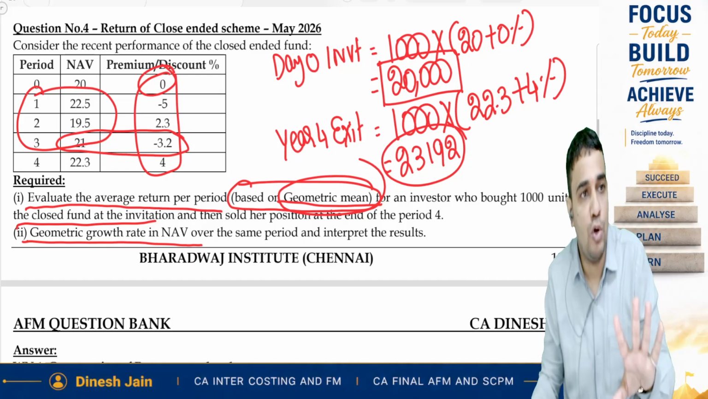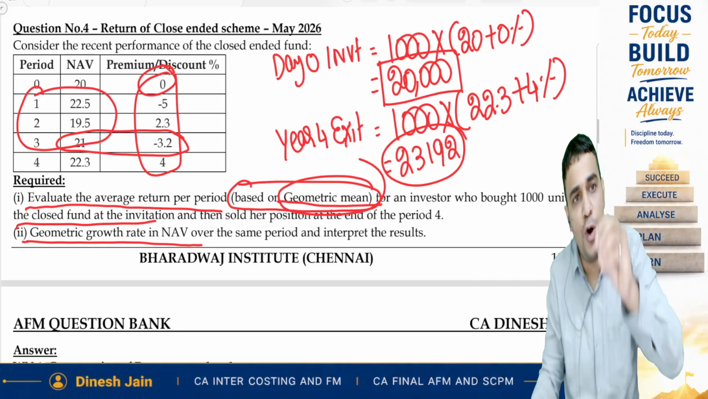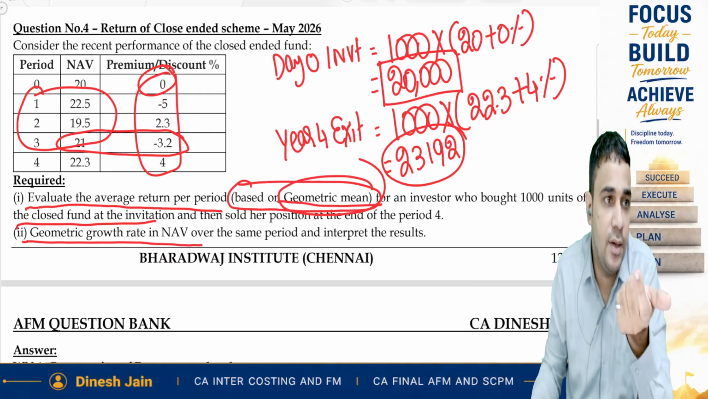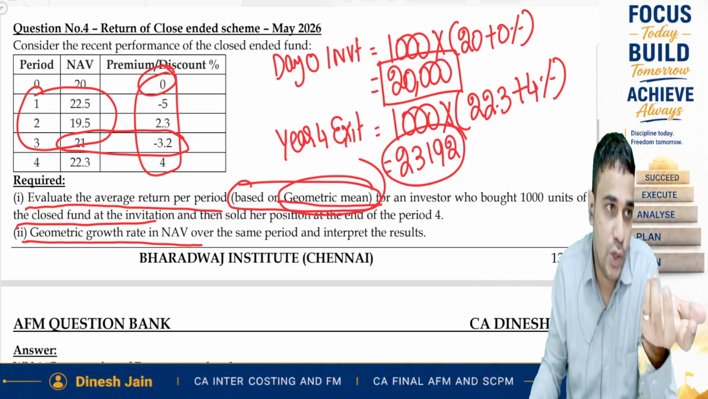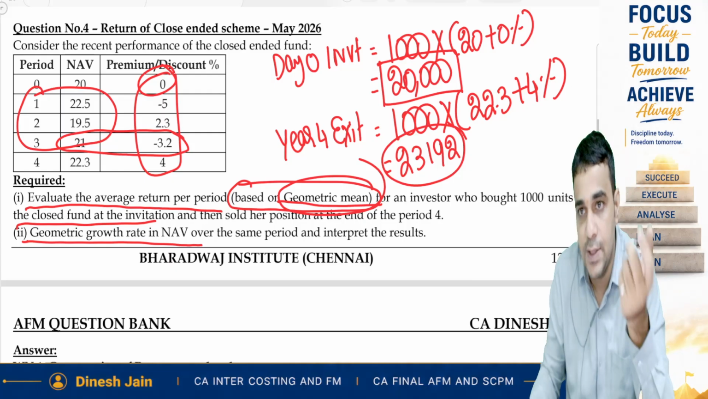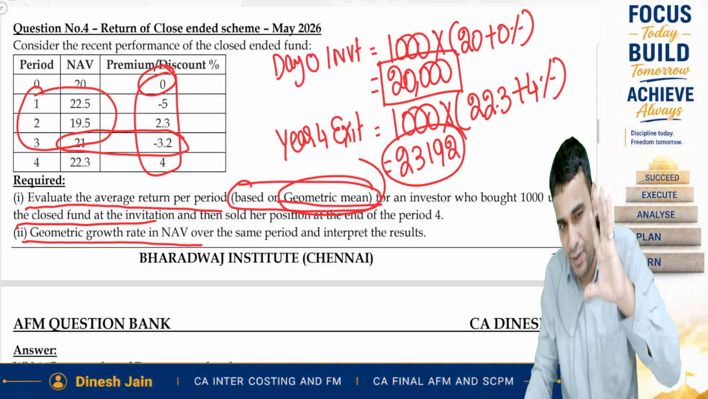Should I multiply by 1000? Your wish. Should I do it for 1 unit? Your wish. Both are the same. Whether you do it for 1 unit or for 1000 units doesn't make any difference. Listen carefully.